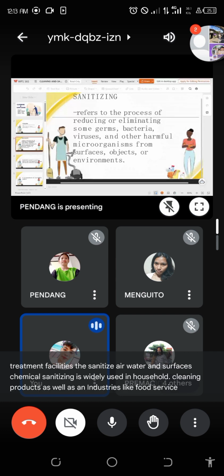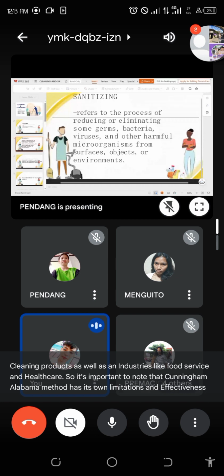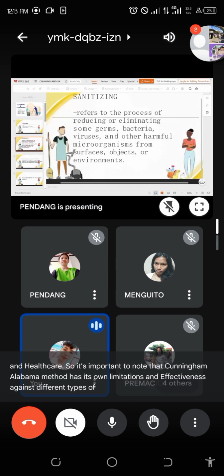So, it's important to note that each method has its own limitations and effectiveness against different types of microorganisms. So, it's always best to follow the specific guidelines and instructions provided for each sanitization method to ensure proper and effective cleaning. So, next please.